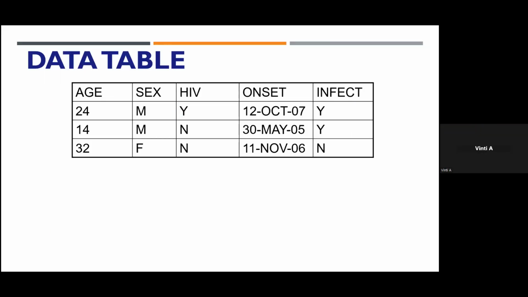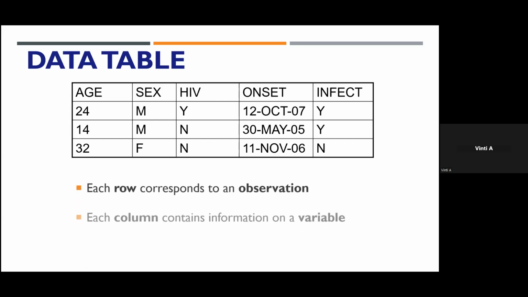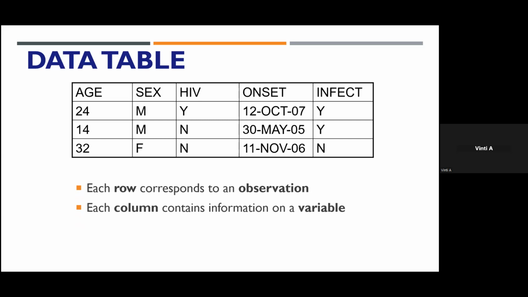Okay, so this is what a data table looks like. Whenever you collect data, this is how you need to keep your data. You'll have the variables on the top row, and the observations for the data in terms of the rows. So the columns are basically the names of your variables, but in terms of your rows, that's how you keep your data. Each row corresponds to an observation, each column contains information on a variable, and each cell in the table contains a value.